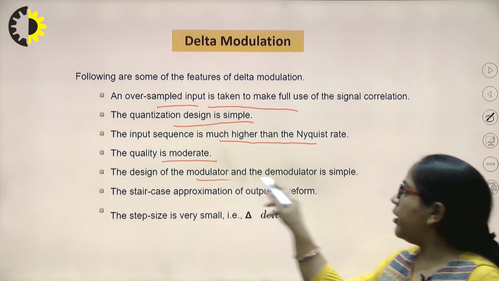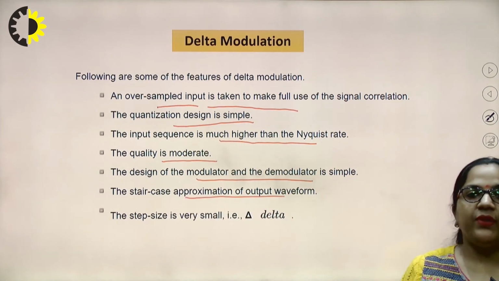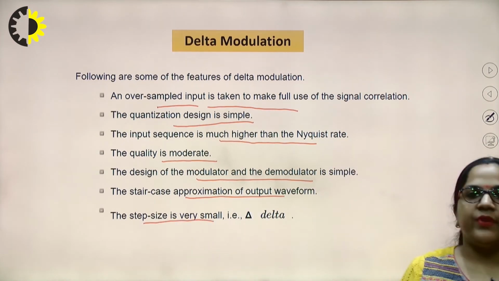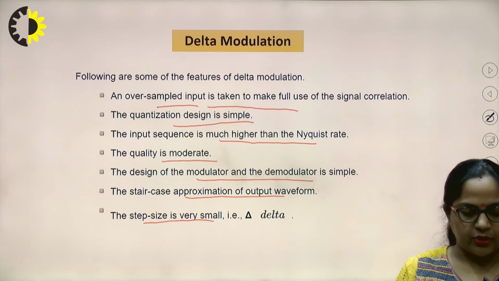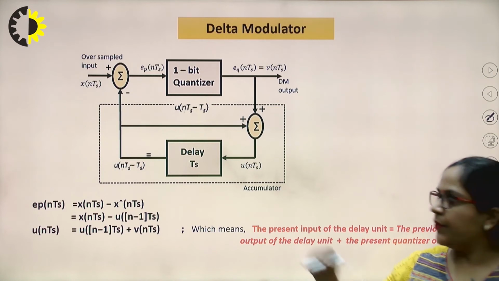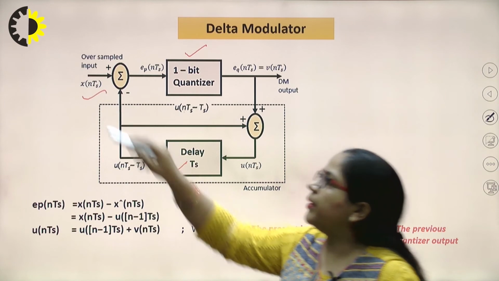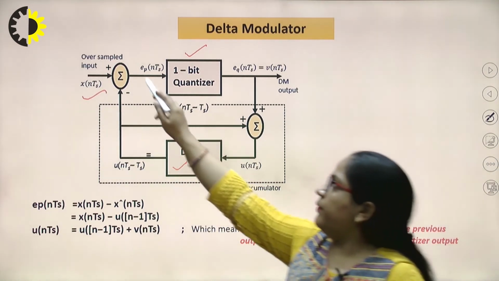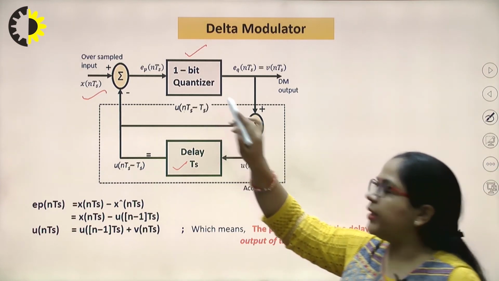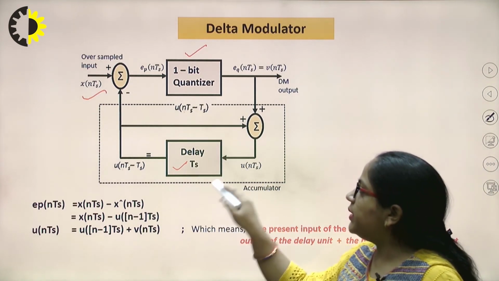The design of the modulator and the demodulator is simple. We will get a staircase approximation in the output. The step size is very small in case of delta modulation. So here we have the block diagram of the delta modulator: a 1 bit quantizer, a delay unit and the oversampled input signal. The oversampled input signal will be quantized with the help of the 1 bit quantizer. Here we don't require any encoder. Here we will have the delay unit.